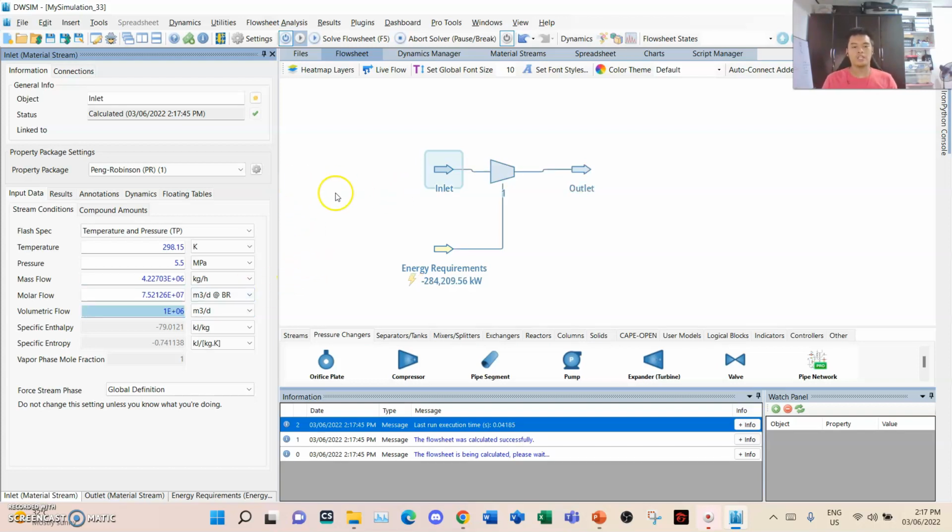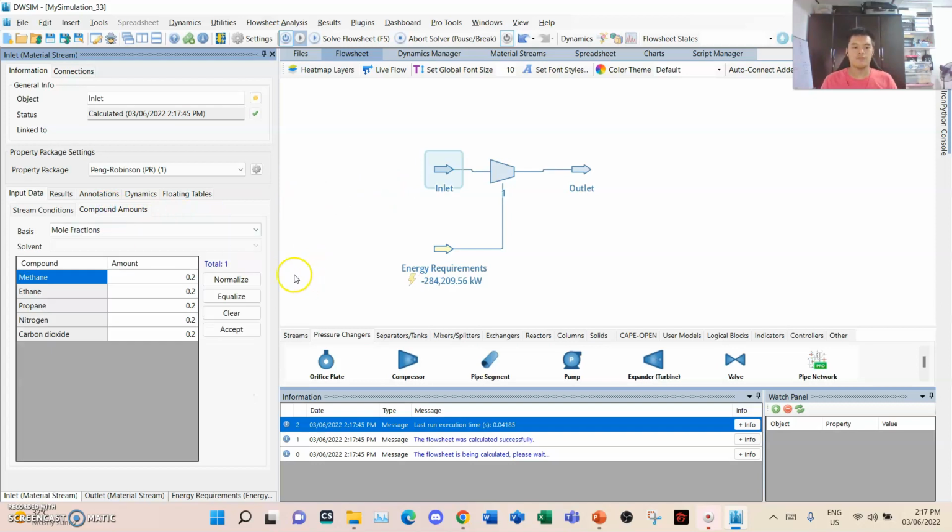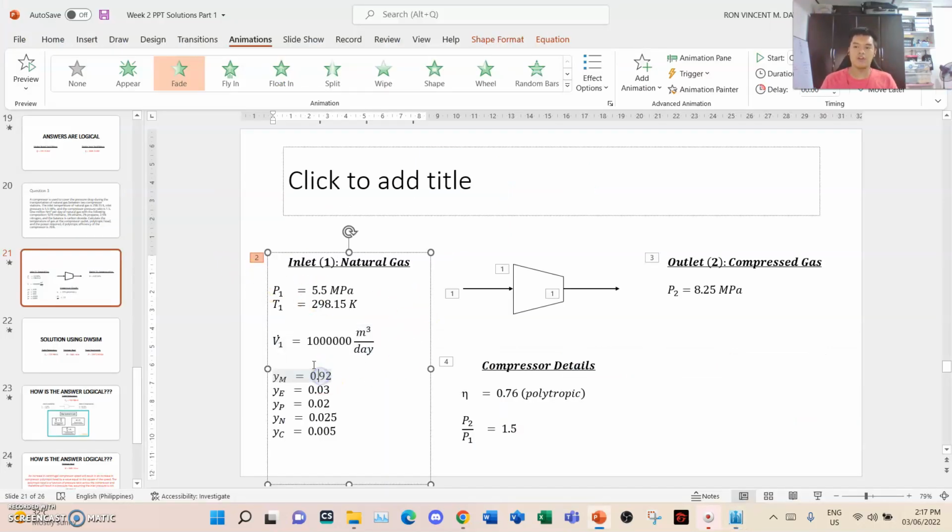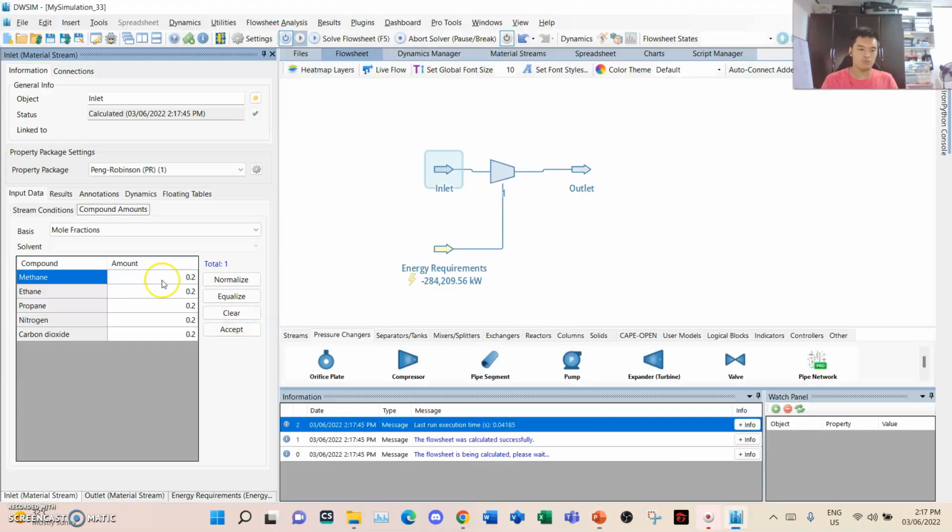Include the inlet conditions. And we need to specify the compounds. So we already defined the mole fractions. So 0.92 for methane, 0.03 for ethane, 0.02 for propane, 0.025 for nitrogen, and 0.005 for carbon dioxide. How do we know if the values we include here in the mole fractions are correct? Well, as long as the sum is equal to 1, then this is correct.